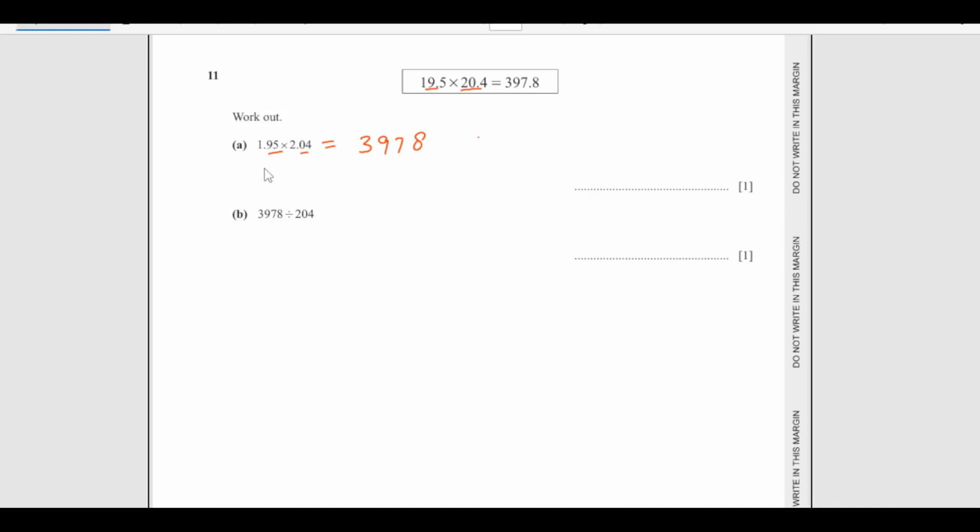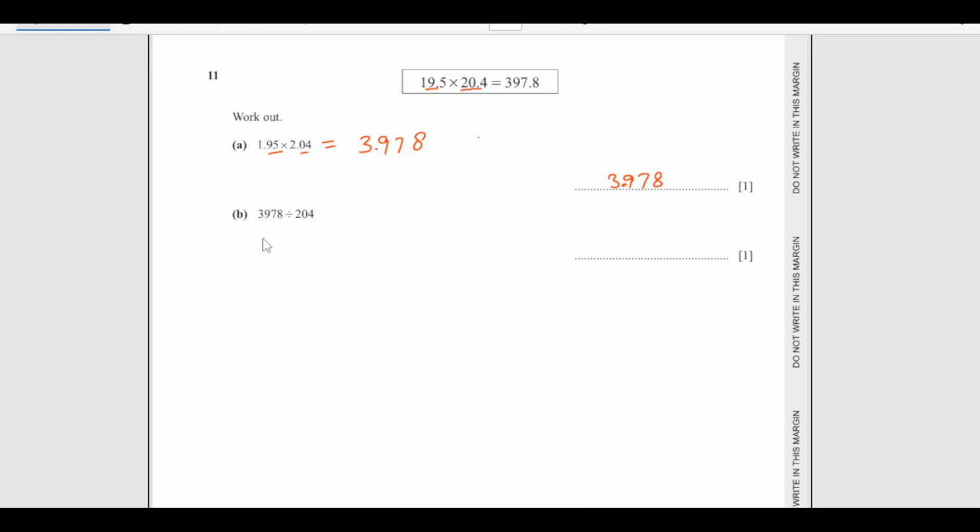Okay, so when you have 1.95 or 20.4, 2 decimal places, then it is 1. So now we have 4 decimal places. You see there are 2 decimal places here and only 1 decimal place in the answer. So here we have 2 and 2, 4. So we will have 3 decimal places from the right hand side. 1, 2, 3, 3.978 is the answer. Okay.